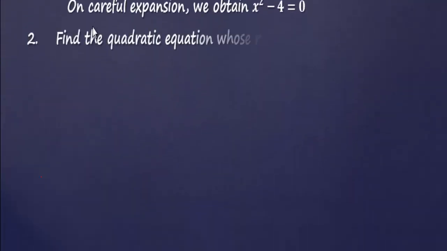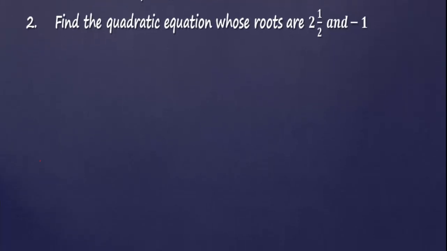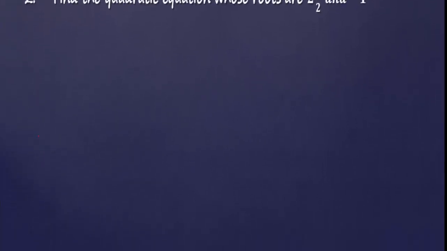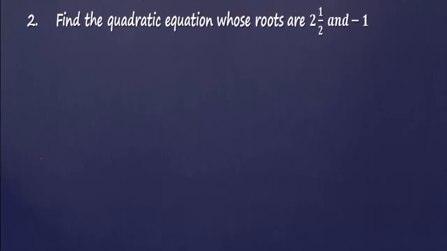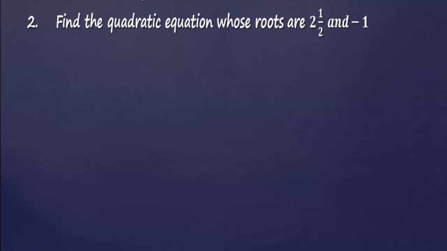Now, on careful expansion, we can obtain x squared minus 4 equals 0. That is the quadratic equation that they want you to get. By the time you expand this, you get x squared minus 4 equals 0. Find the equation whose roots are this one and this one. Using the same method, you are going to get it right.